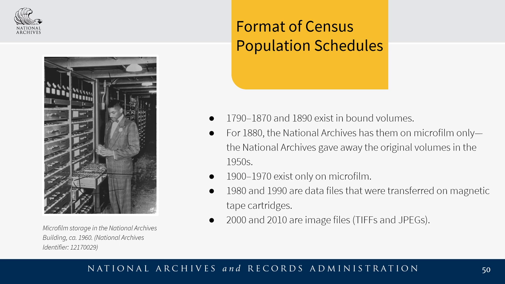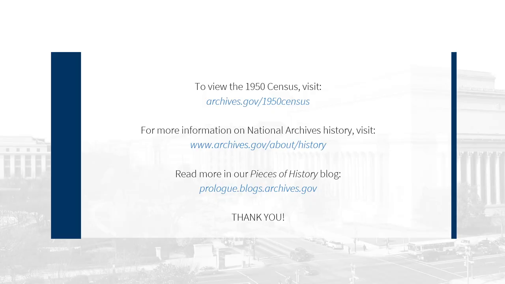The Census Bureau transferred the 1980 and 1990 census data files to the National Archives on magnetic tape cartridges. For the 2000 census, the records are TIFFs, and for 2010 census, they are JPEGs. The National Archives is currently in the process of working with the Census Bureau to transfer the 2020 census in the cloud. To view the 1950 census, visit archives.gov/1950census. You can read more about the National Archives history on our website and our Pieces of History blog.